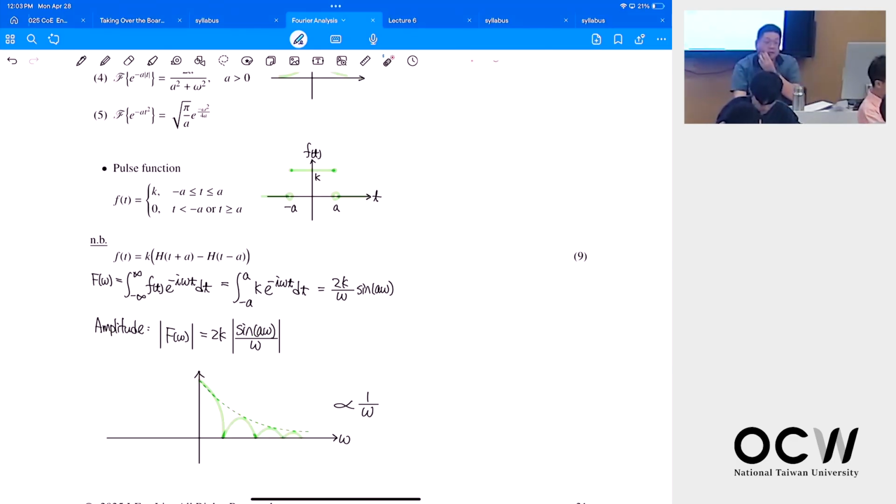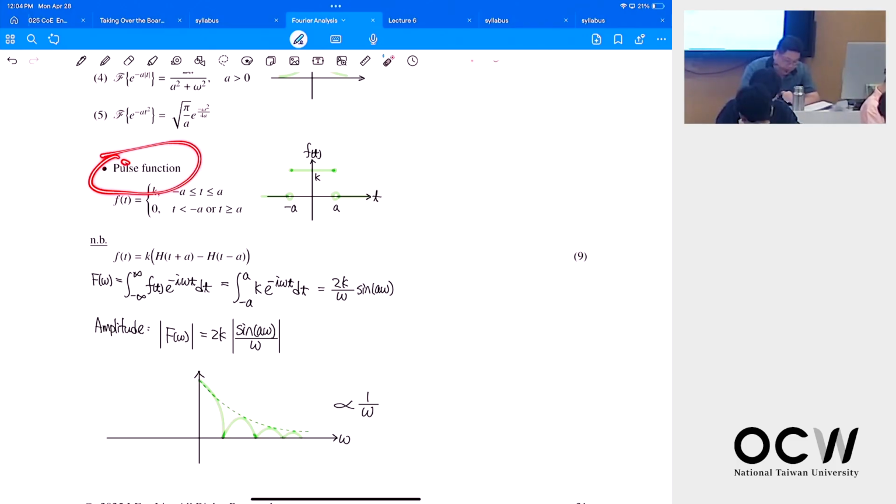So the first one, you need to know for a pause function, the Fourier transform is a sinc function. Then if you have a sinc function, your Fourier transform is a pause function. It's a pair. It's a duality. All right, so that's the first function that you should know.